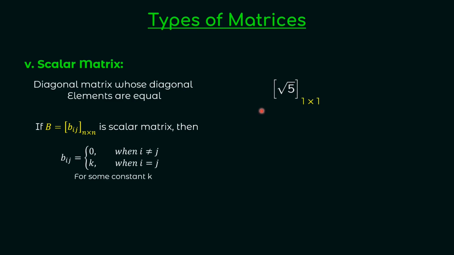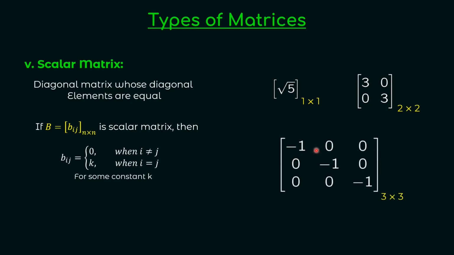Now some examples of scalar matrices are [root 5], which is a 1 by 1 matrix, and the same thing we have said before applies here too, right? It only has one element which is a diagonal element. So all the diagonal elements can be considered equal. And then we have [3, 0; 0, 3]. The diagonal elements are all 3. And finally [-1, 0, 0; 0, -1, 0; 0, 0, -1]. It has 3 rows and 3 columns, a 3 by 3 matrix, and all the diagonal elements are -1. So it is a scalar matrix.